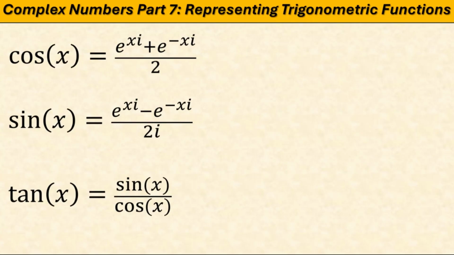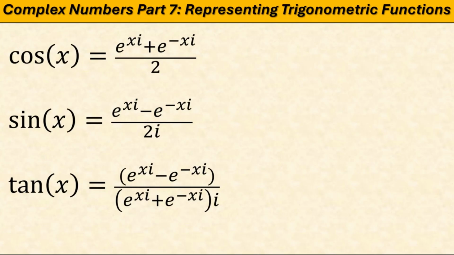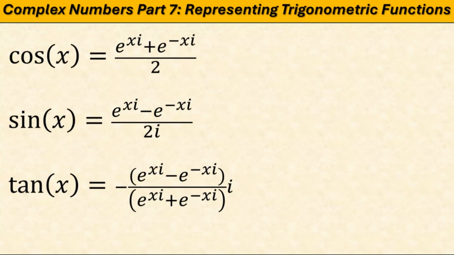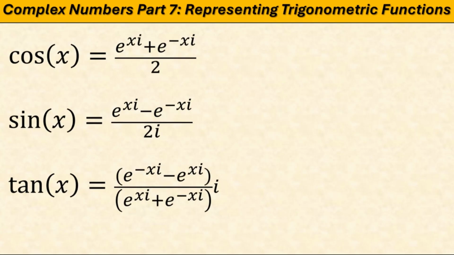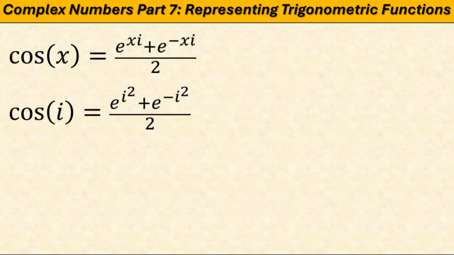Tangent is defined as sine over cosine, and here we can plug in our new definitions for sine and cosine. Then we can multiply both the numerator and denominator of this fraction by 2i, getting this. Then we can multiply both the numerator and denominator by i, which gets this, and then expanding the negative into the numerator, we have our final simplification. And here you can see the cosine, sine, and tangent all defined using imaginary numbers.